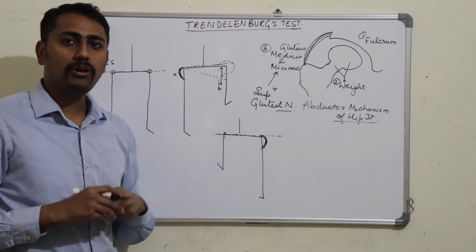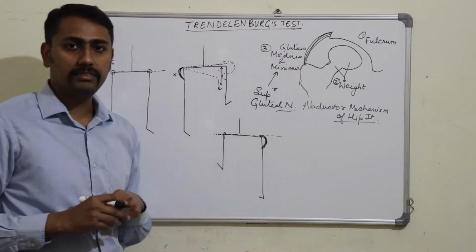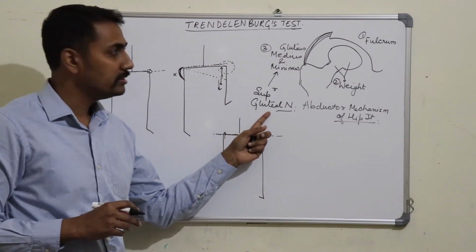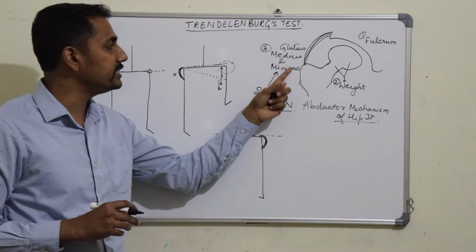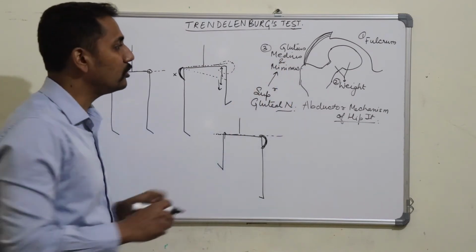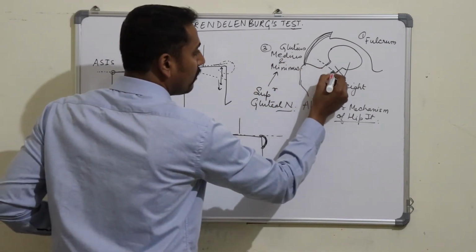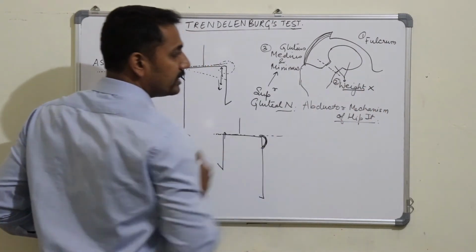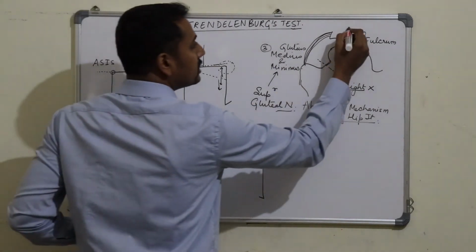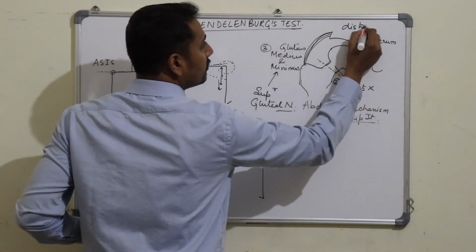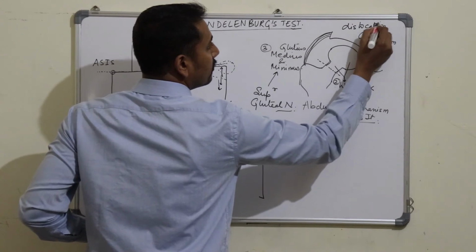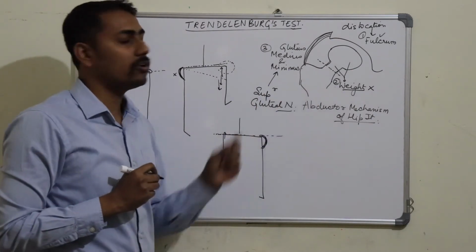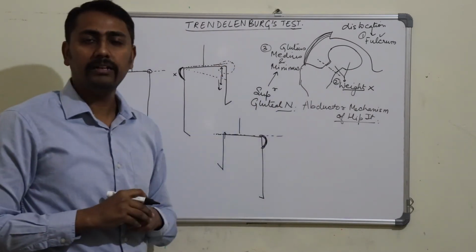So what are the causes of the positive Trendelenburg test? First, we have already seen injury of the superior gluteal nerve, which will lead to paralysis of the gluteus medius and minimus muscle. Second could be a fracture of the neck of the femur, which will lead to distortion of the second point, that is the weight. Another could be dislocation of the hip joint, which will disturb the fulcrum. So these three can be the causes of a positive Trendelenburg test.